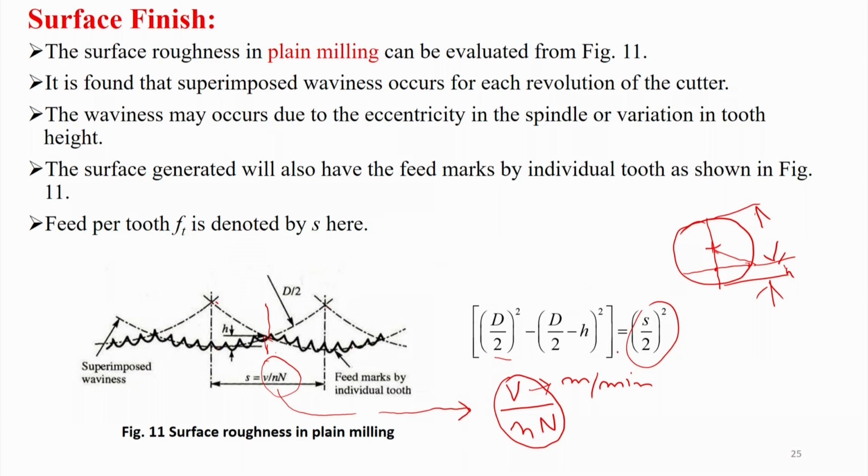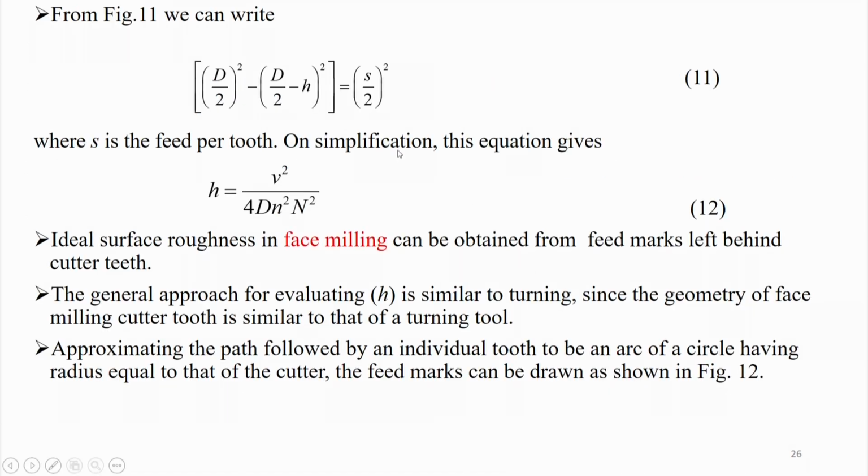So, if we simplify it here, this becomes like this, and on simplification, we put the expression for s and we get h is equal to v square by 4 d n square by n square. So, that means your roughness height will be proportional to the square of v. That means if feed is more, then you will get poor surface finish, but if diameter is increased it is better, if more teeth are there it is better, if more RPM is there it is better.